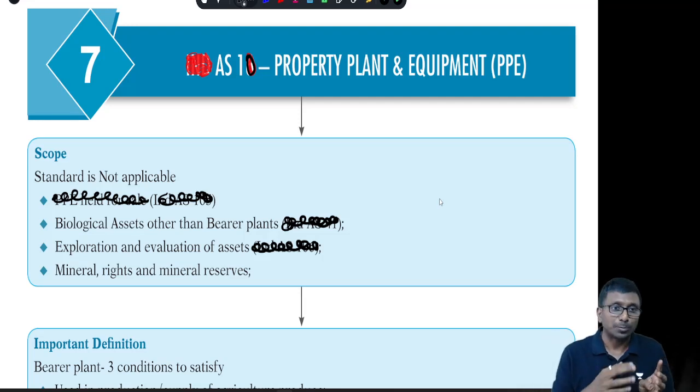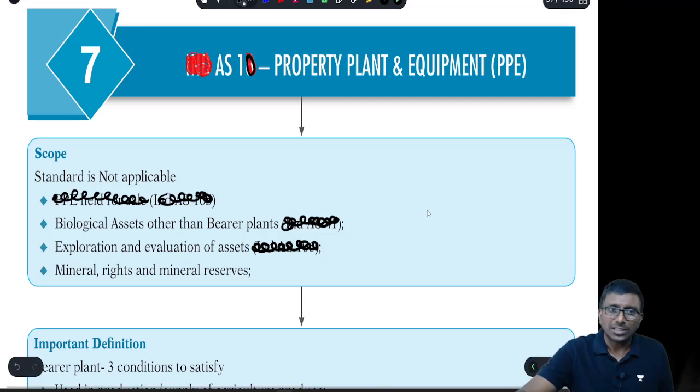And if you are into exploration and evaluation of assets, that is minerals, oils, ores, gases, such kind of things, there is no accounting standard, only industry standards are applicable. Okay, right. And what is a bearer plant?